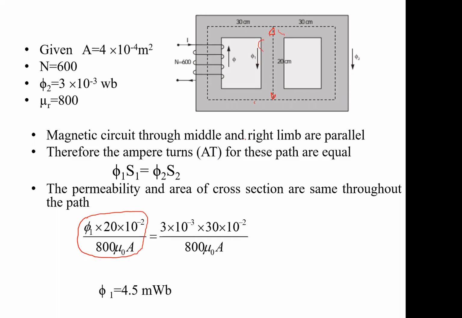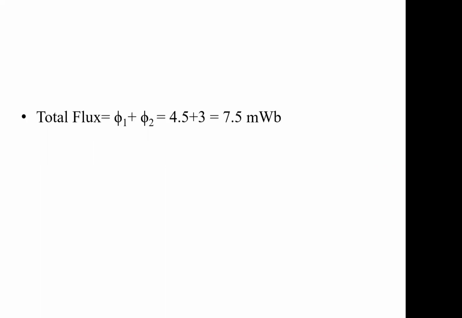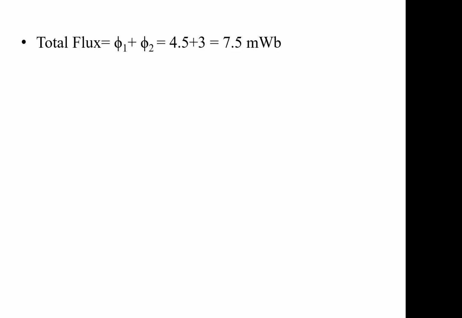And what about this mu part? Mu r is given as 800. What about this part? Phi2 is given as 3 into 10 raised to minus 3 Weber. And S2 is L2 by mu2 A2. How did you get L2? It is given in the question as 30 centimeter. Okay, now things are easy. Go ahead. So on solving, phi1 is equal to 4.5 milliweber.